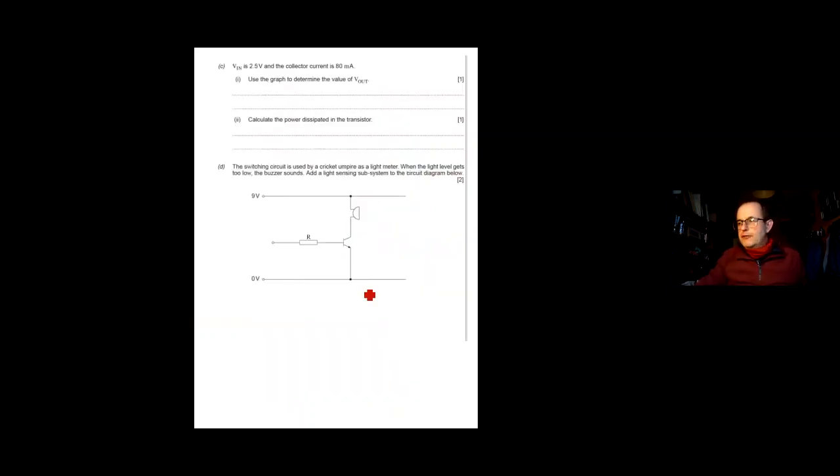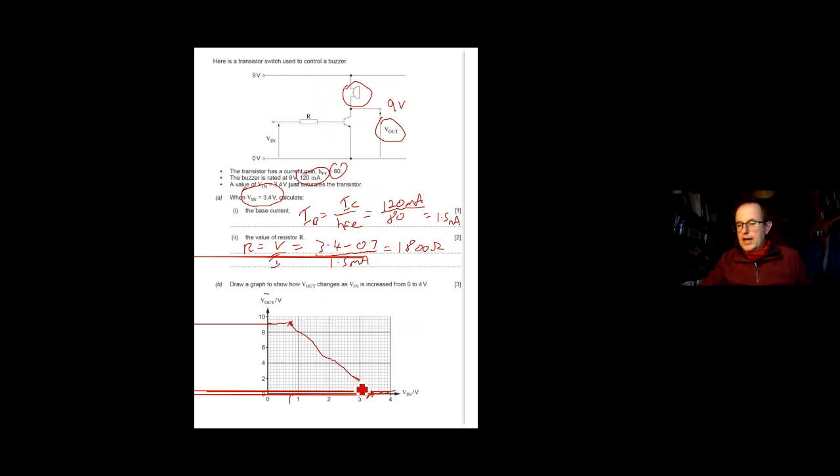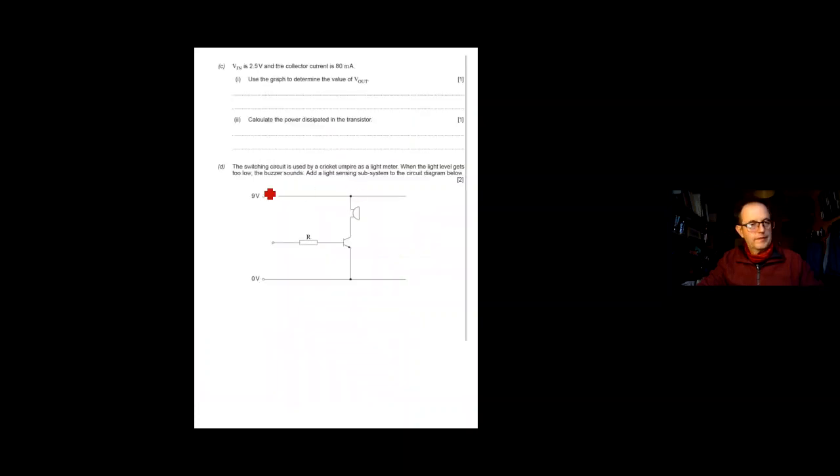Right, use the graph to determine the value of V out. Okay, when V in is 2.5. So I'll be looking at the graph itself. I'll be looking at 2.5, marking it off, showing the examiner, okay, that I'm using the graph. So I'll be drawing that line up, marking it across. Okay, so from there, the answer is 3.6. That's the key thing. If you see the terms use the graph, show the graph by using those lines.